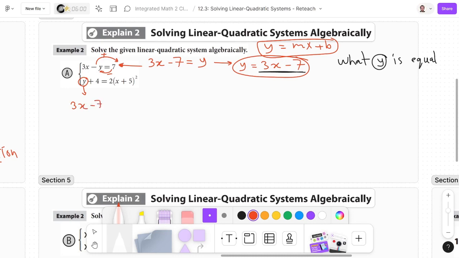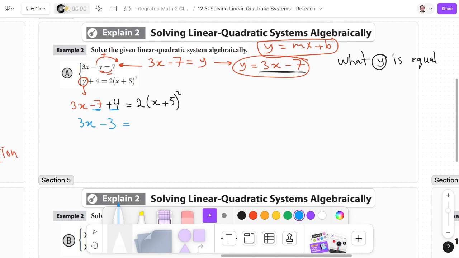3x minus 7. Okay? Then complete the function plus 4 equal to x plus 5 squared. Now, try to simplify one side and then do the other side. Okay? Now, let's simplify the left side. As you can see here, I have the 3x still the same, negative 7, add the like term plus 4 is equal to negative 3.